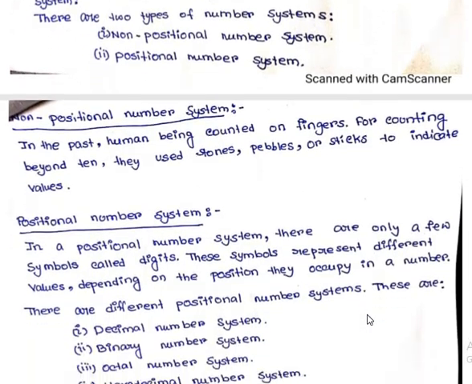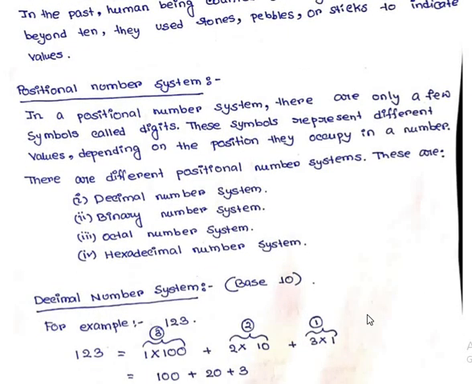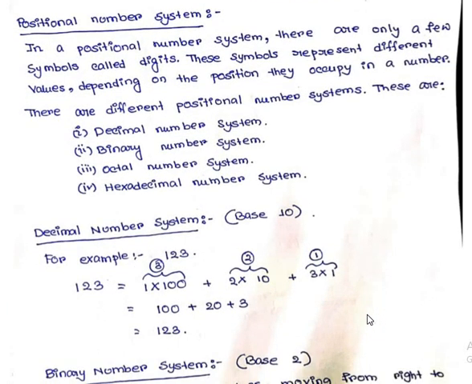Now in a positional number system, there are only a few symbols called digits. By using those symbols only, we can represent a number. In the case of decimal it can be 0 to 9, or in the case of binary it is either 0 or 1. By arranging those digits we can form different numbers. There are basically four positional number systems we are going to discuss: decimal number system, binary number system, octal number system, and hexadecimal number system.